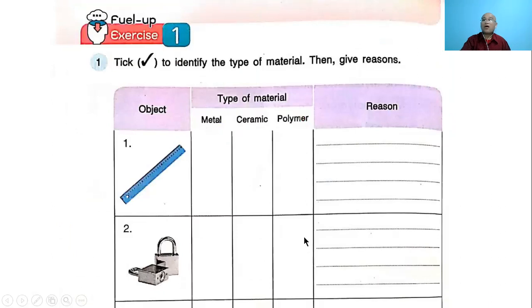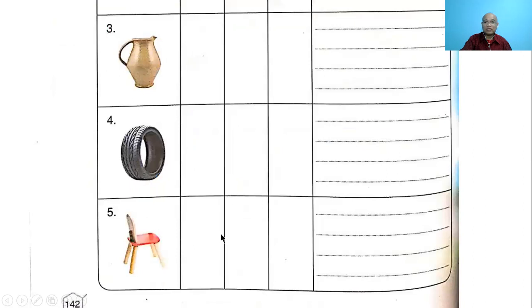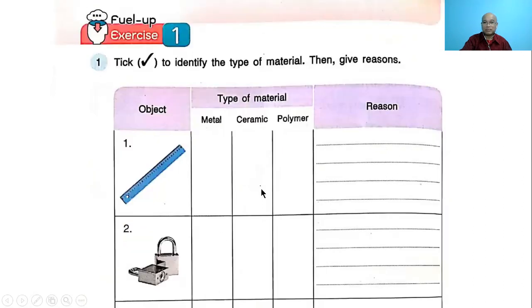Now I want you to write something here in Exercise 1. Tick to identify the type of material, then give reasons. Here, what is it? I want you to answer. Is it a ruler? What type of material? Is it metal, ceramic, or polymer, and why? You may review this video. Now this is a padlock, right? What kind of material? Is it metal, ceramic, or polymer?